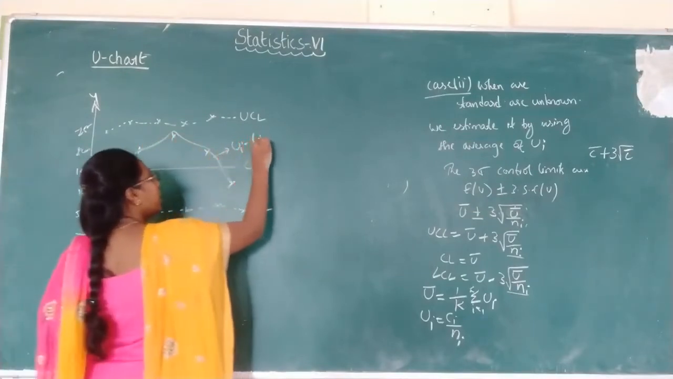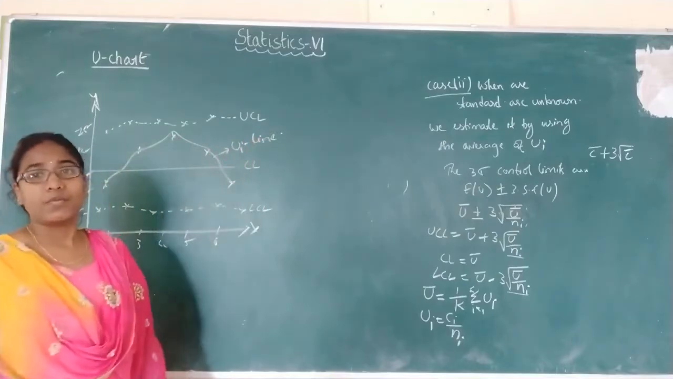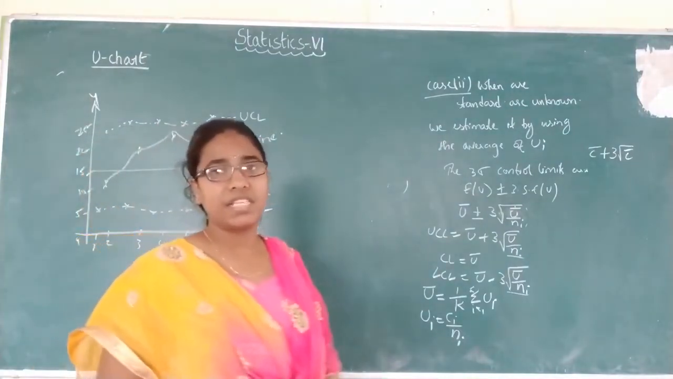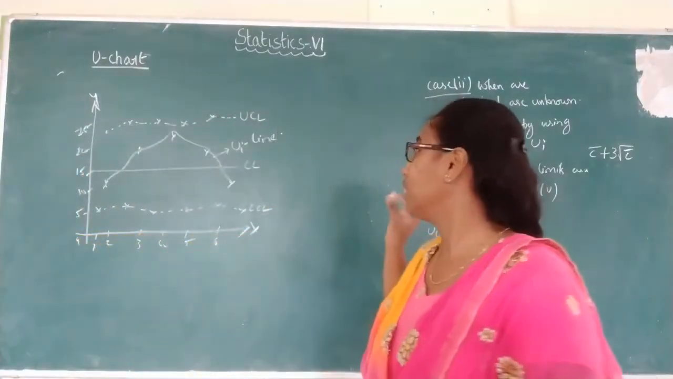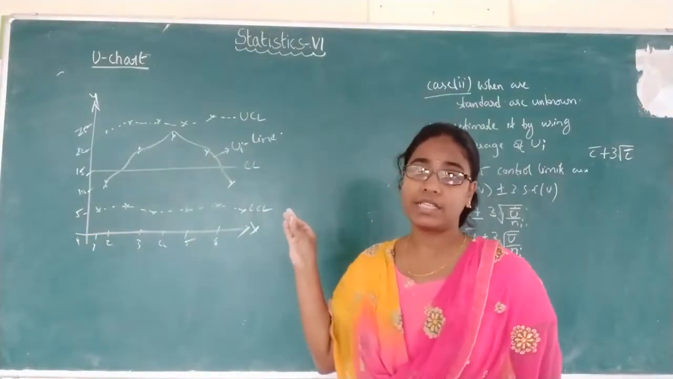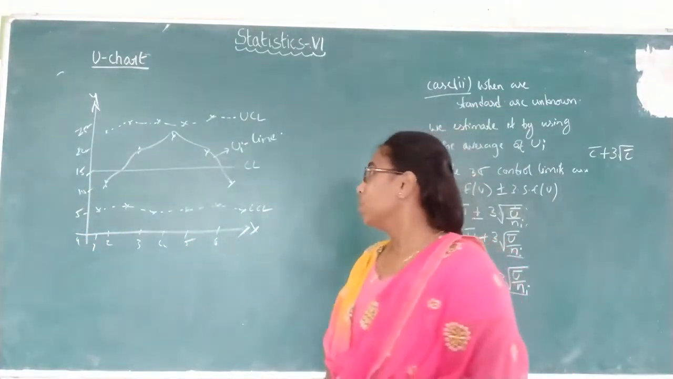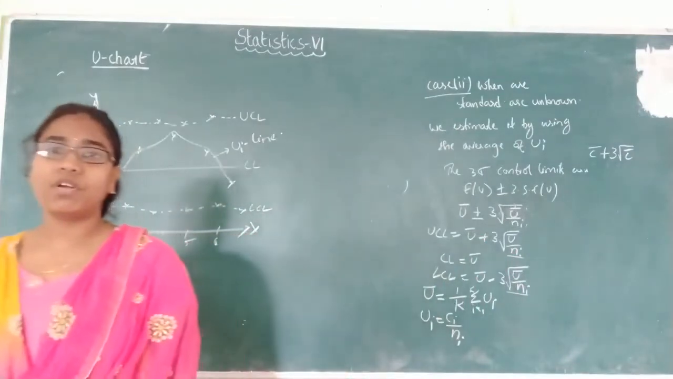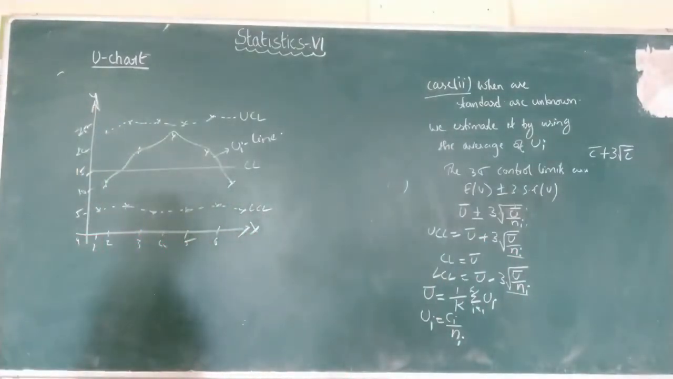This is called the ui line. Similarly, P chart means pi line, C chart means ci line, and like that the ui line indicates the ui values. The interpretation is the same. If all the points are between the UCL and LCL, then the process is under control. If any point goes above UCL or below LCL, the process is said to be not under control. So this is the construction of the U chart. Now we will see a problem related to the U chart.